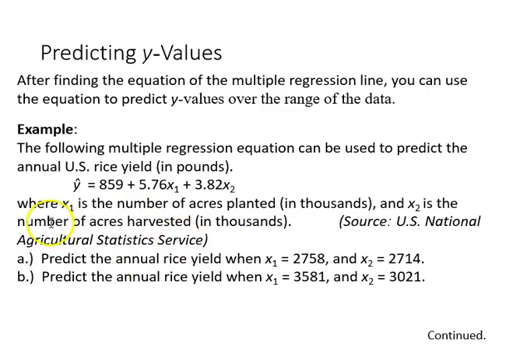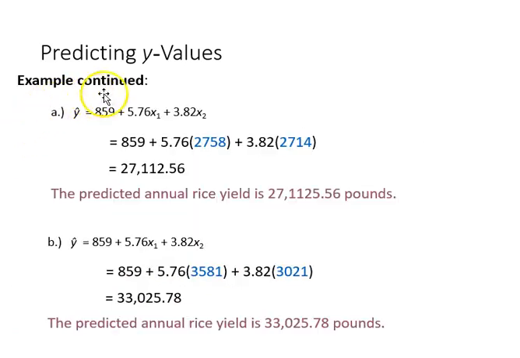Pretty straightforward. So we predict the annual rice yield when x1 is 2,758 and x2 is 2,714. And then we'll predict the rice yield when x1 is 3,581 and x2 is 3,021. Continuing our example, we plug those numbers in. In the first case, we find the predicted value 27,112.56, and in the second case, we find 33,025.78 pounds.